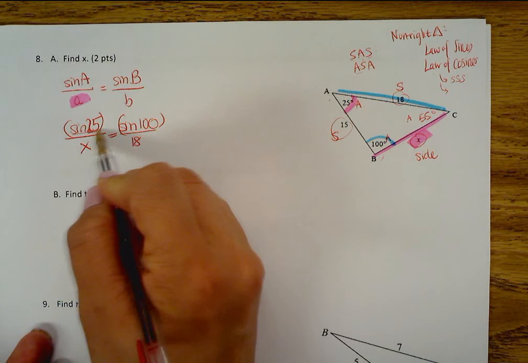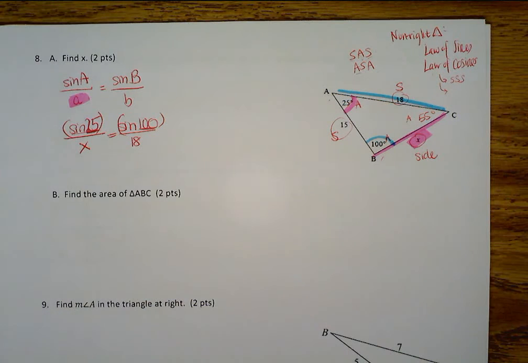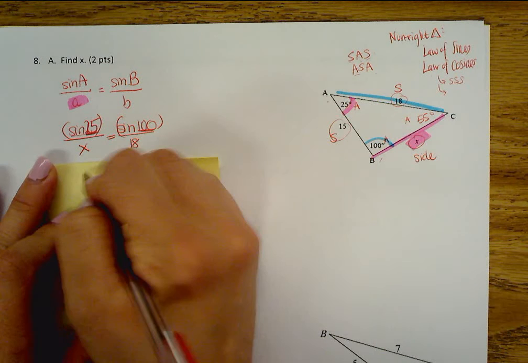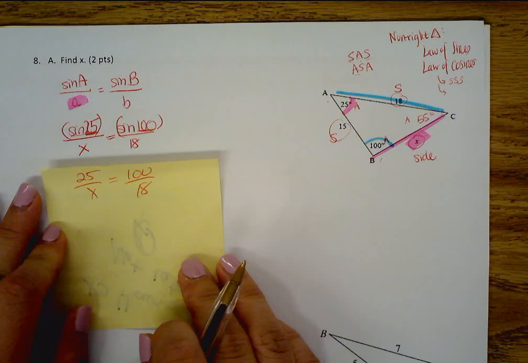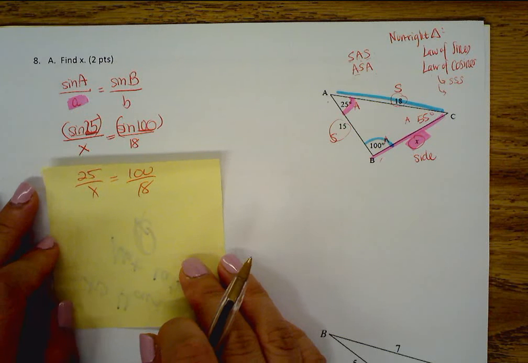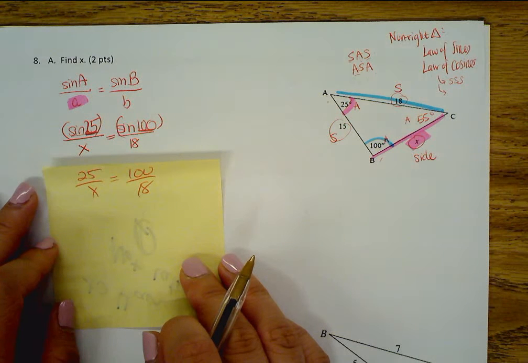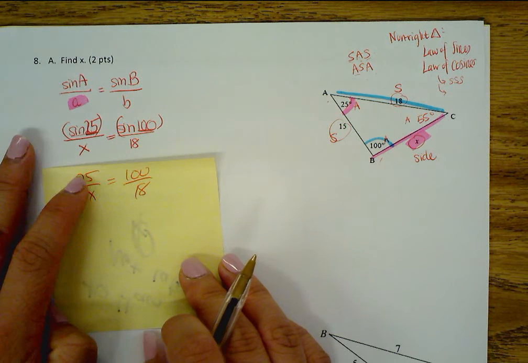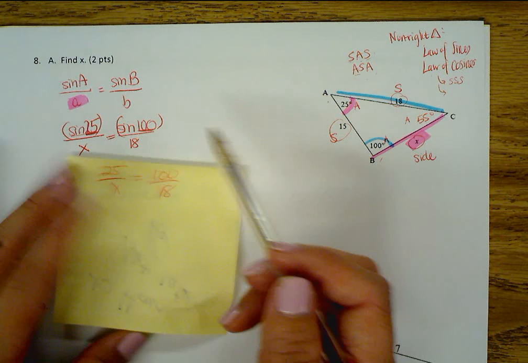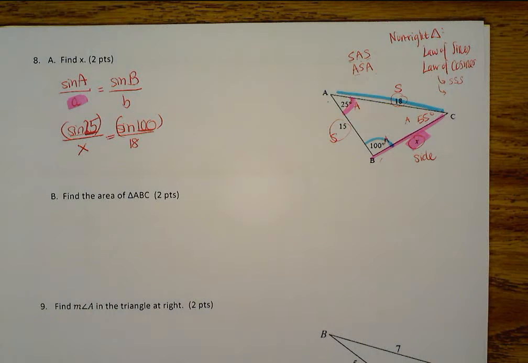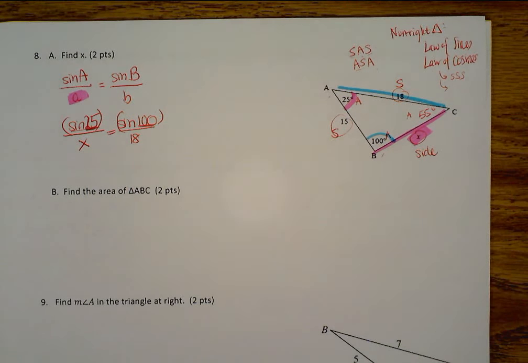Okay? One of the most common errors that I saw was people did this. Well, not most, but 25 over x equals 100 over 18. What's wrong with that? You're missing the sine. Okay? So you can't do that. That's not true. This law is the law of sines. It's not just the law of sides over angles, okay? So then what should I do? Okay, you can cross multiply, okay? So I don't really like the term cross multiply, huh?